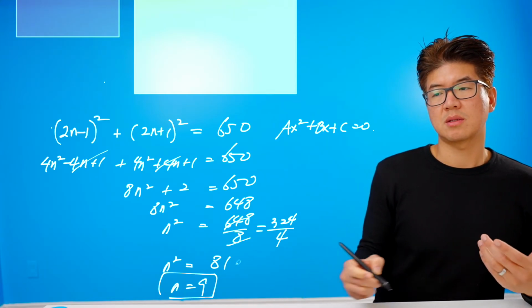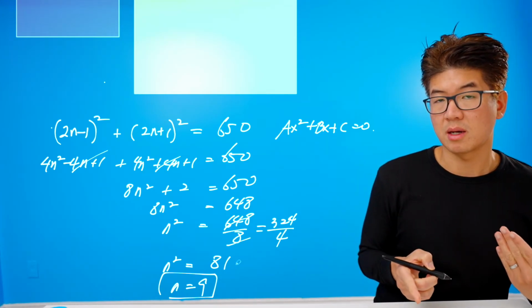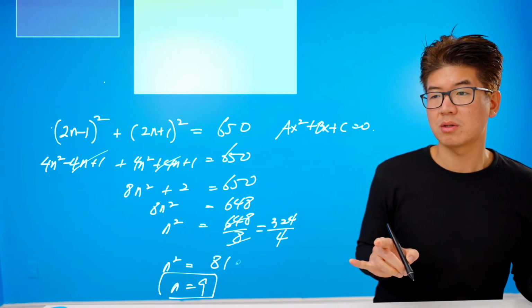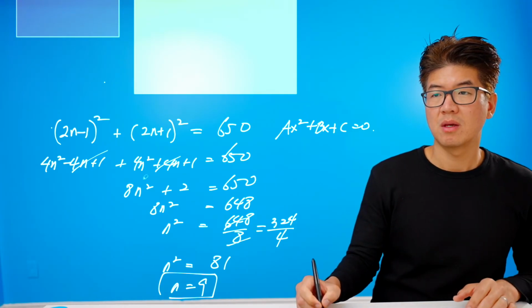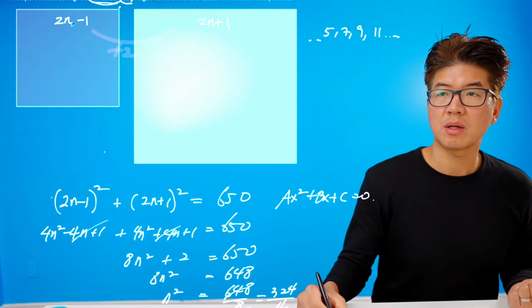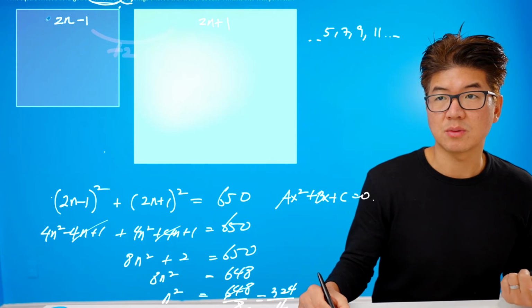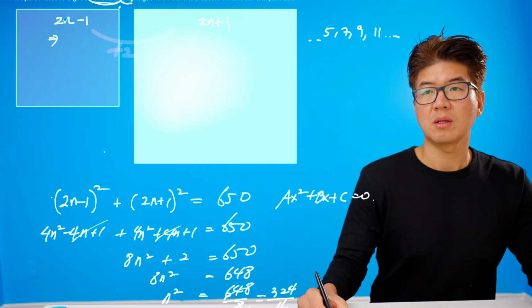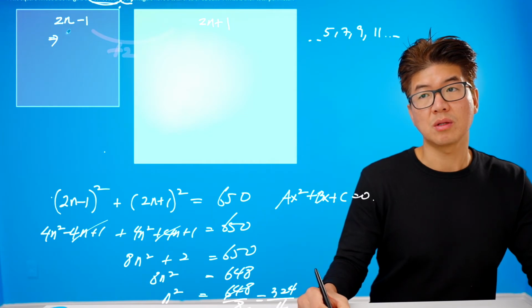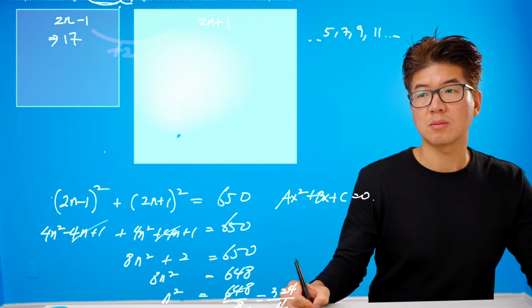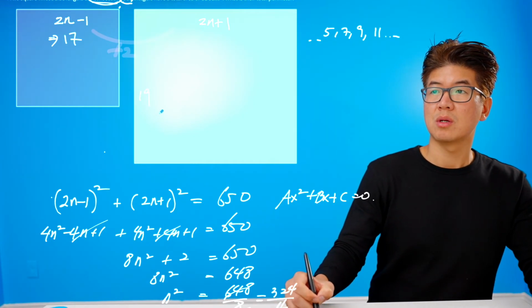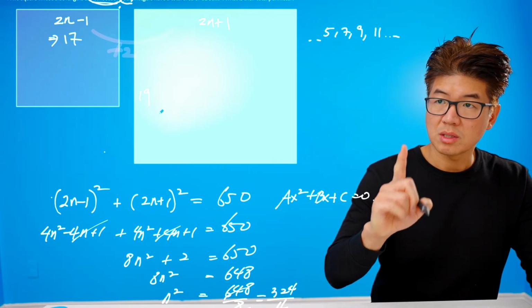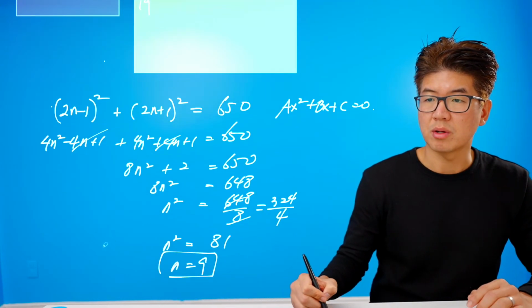Algebraically it's plus or minus 9, but I'm not going to consider the minus 9. Why? In the context of the question, if you plug in minus 9 there, it doesn't make any sense. We get negative length. So the length must be 2 times 9 minus 1. That's 17, and this must be 19. So the lengths are 17 and 19.